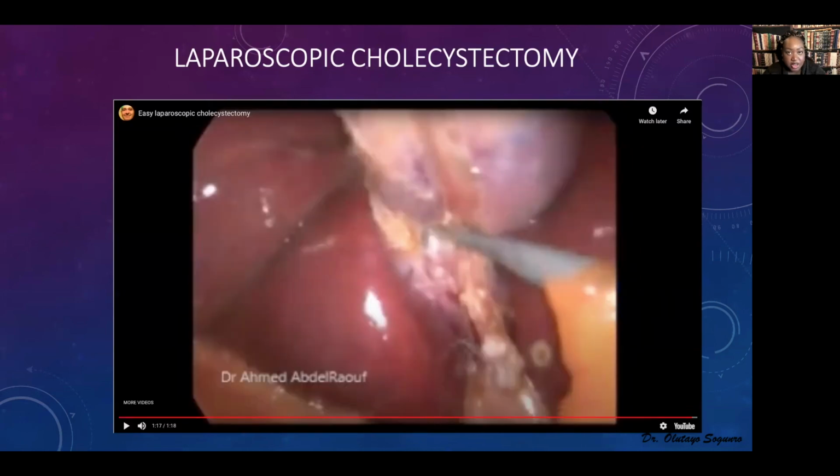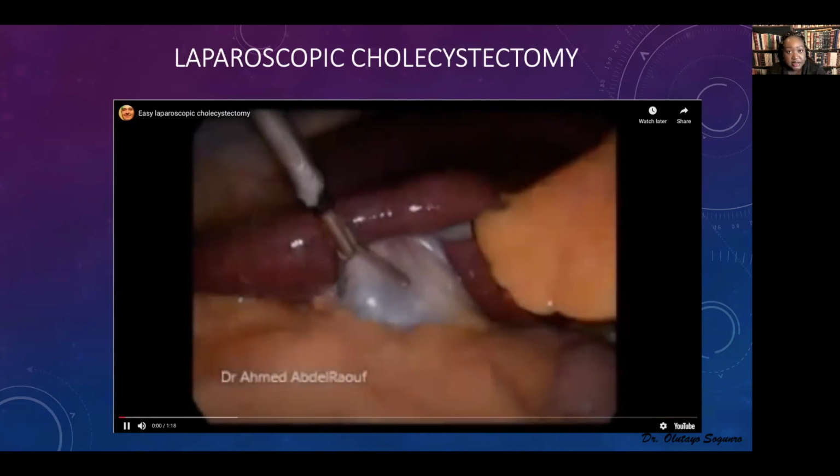For the remainder of the procedure, you take the gallbladder off of the liver bed using an energy device. Then you remove the gallbladder from the abdominal cavity using a retrieval device, and you take it out of one of the larger port sites.